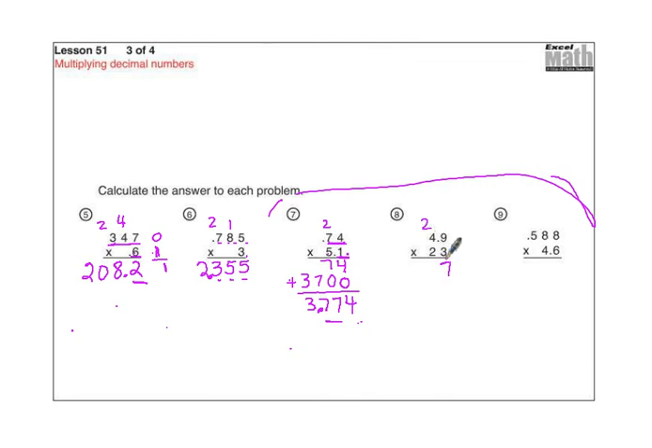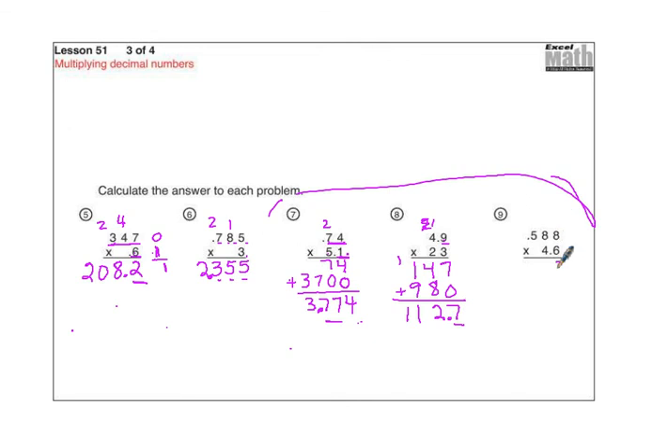Number 8, 9 times 3 is 27. Carry the 2. 4 times 3 is 12 plus 2 is 14. 0 placeholder. Scribble that out so I don't accidentally use it again. 9 times 2 is 18. Carry the 1. 4 times 2 is 8. Plus 1 is 9. Add my 2 partial products together. And there's 1 number on the right side of the decimal point in the question, which means 1 number in the answer on the right side of the decimal point. The answer is 112.7 or 112 and 7/10.